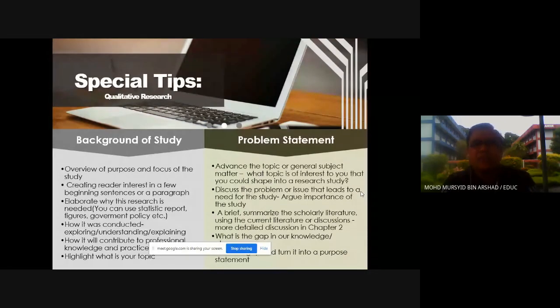So you can write down and then try to mold it together. So in this part, you can use the statistics, the figures, and so on and so forth. But please, when I read the draft, the majority of students seem like a reporter. Remember, you are a researcher, you are not a reporter.